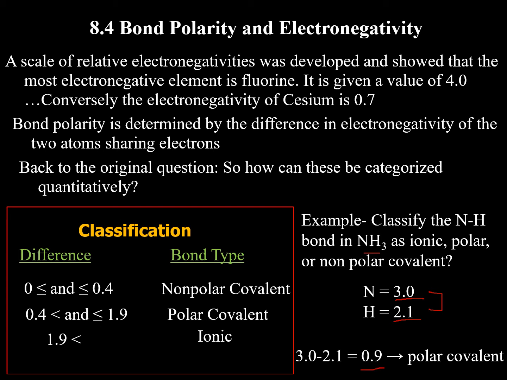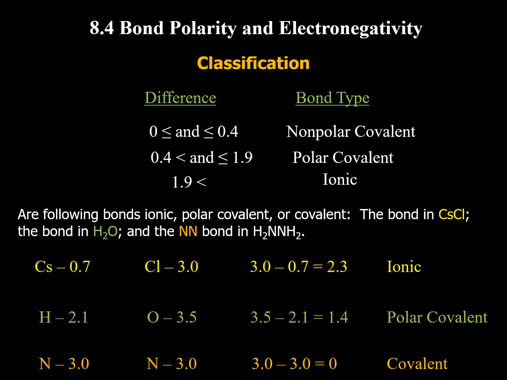And according to this table, we have a classification whereby if the value between the two elements is between 0 and 0.4, we say it's nonpolar covalent. If it's between 0.4 and 1.9, we say polar covalent. And anything greater than 1.9, we say ionic. So in this case, the electronegativity difference is 0.9. So we say it's a polar covalent bond. The same table I just showed you in the previous slide.